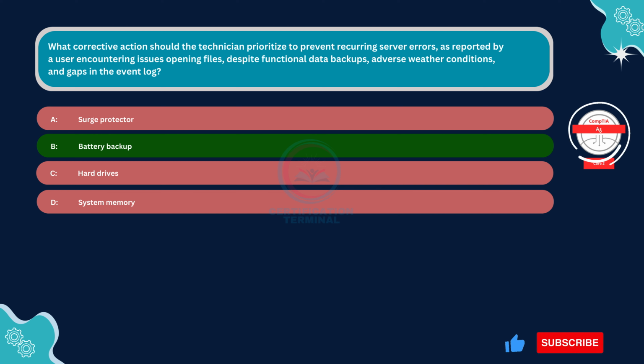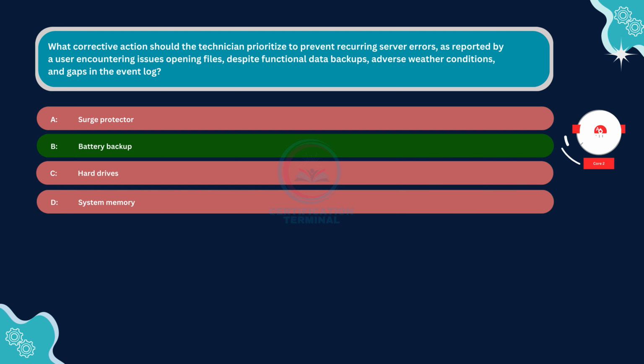Option D, system memory, is incorrect. System memory is essential for server performance, but does not address the specific issue of recurring errors caused by power interruptions or adverse weather conditions. While insufficient memory can lead to performance issues, it is not the primary concern in this scenario.